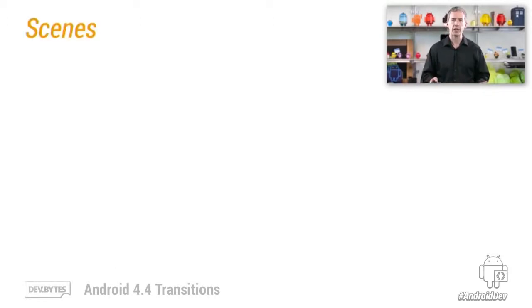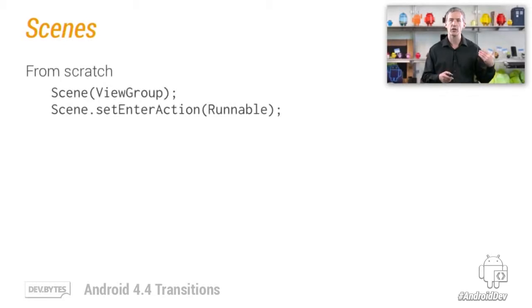So let's take a look at scenes. These are the modules that you've defined for your application, the different screens, if you will, of state that your application will move through over time. You can construct these scenes in different ways. First of all, scenes always have a root or a view group associated with them, which is basically the hierarchy under which the scene lives and in which transitions will take place. So you can construct a scene directly with that root, and then you can set an enter action, and whenever that scene is entered, you will get a callback into your runnable, and you can run whatever code you want to make whatever manipulations you want to the view hierarchy. Fairly straightforward, a little bit more manual than the other ways you can create scenes.